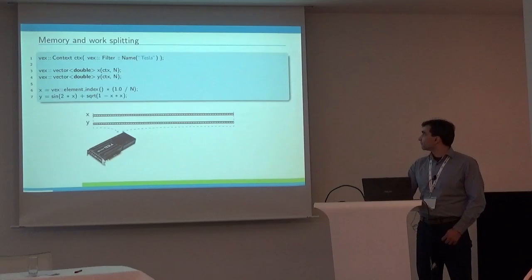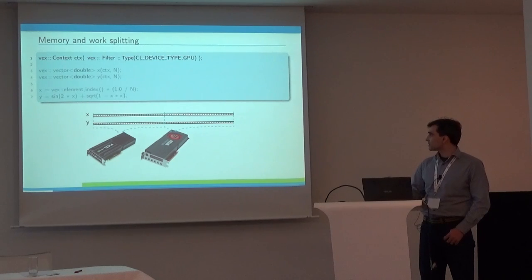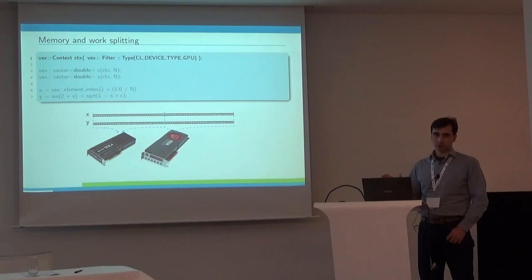Okay, and when there is only one device, then obviously all vectors are going to be stored on this device. But when you have more than one device, then vectors and, accordingly, the work on the vectors are split in the same way across all devices. So if your kernels are embarrassingly parallel, you don't need to do any exchange between the devices. Okay, and this split by default is performed in proportion to the device bandwidth, but you can control that as well.